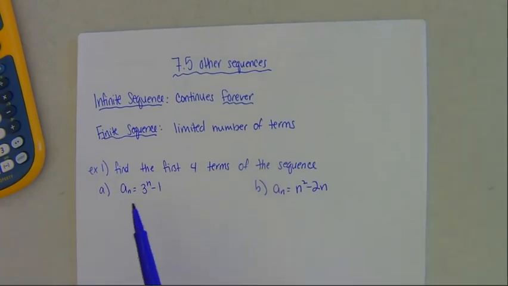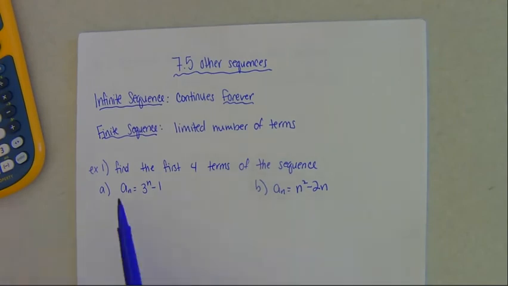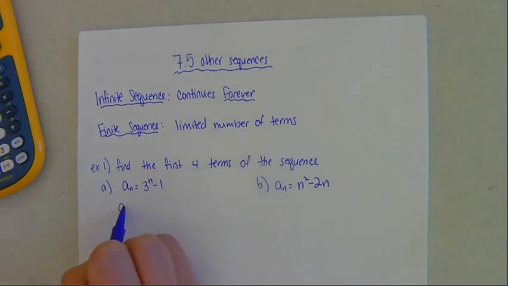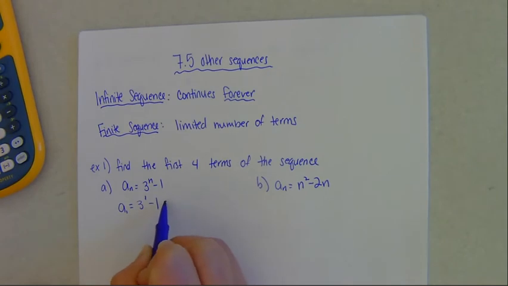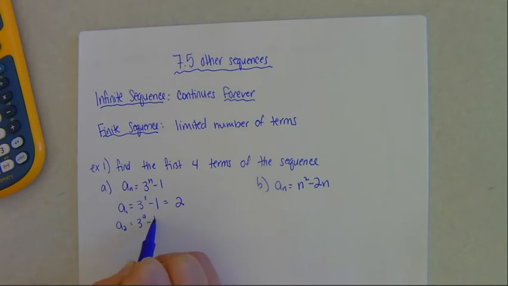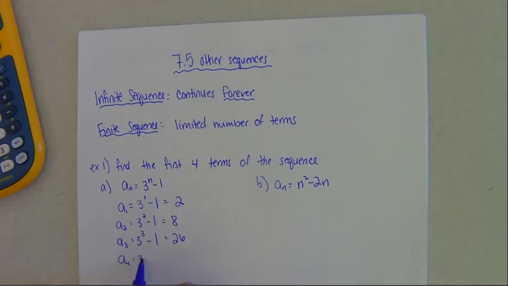So here we're just finding the first four terms of the sequence. If you look at these rules right here, both of these rules are not arithmetic, they're not geometric. This is not a linear function. It's also not an exponential function. So it's just one of those other patterns. Just refreshing our memory, the way you find the first term is you just plug in 1. So I'm going to get 2. The way that I find the second term is I just plug in 2. The way that I find the third term is by plugging in 3. And the way that you find the fourth term is by plugging in 4.